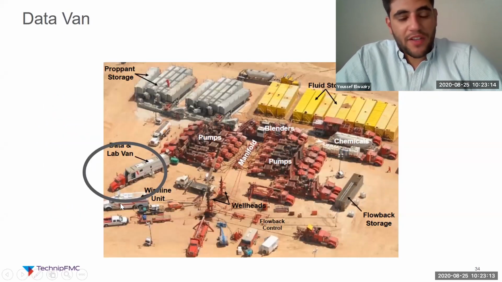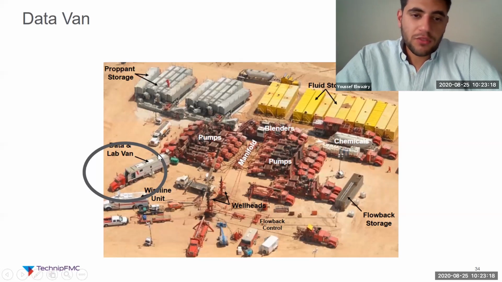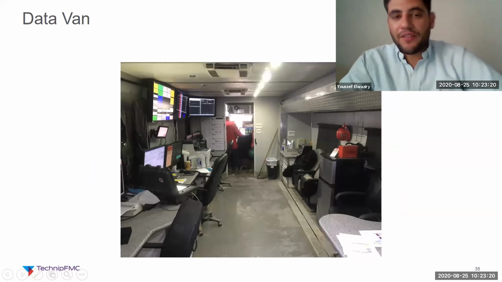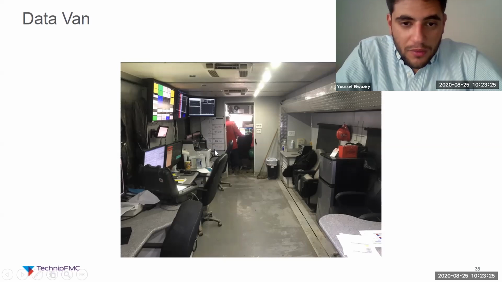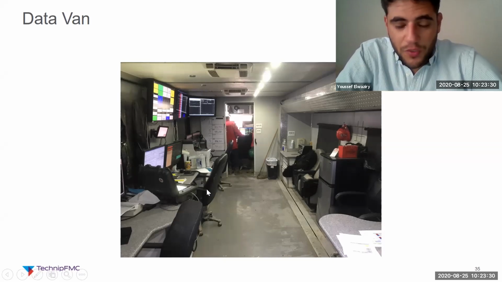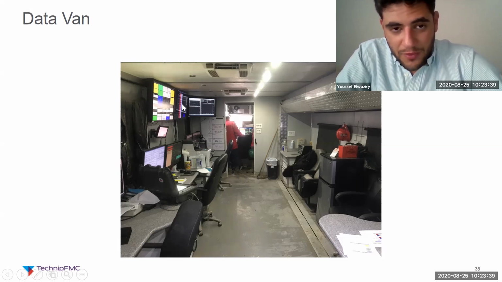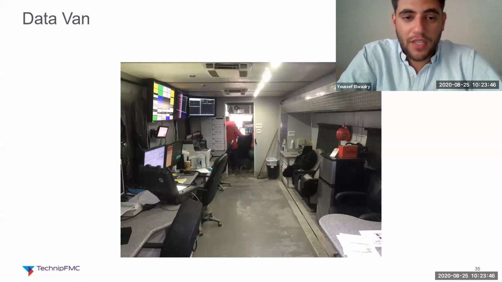We said that the pump operator is sitting in the data van. So I'm just giving you a feel. Every data van looks different, but this is just an example of one data van. You'd have the engineer sitting in the corner. This is where the treater or the supervisor sits. And this is where the company man, or the representative of the operator, sits, and everything is monitored with these screens so that we can make a decision on the fly.